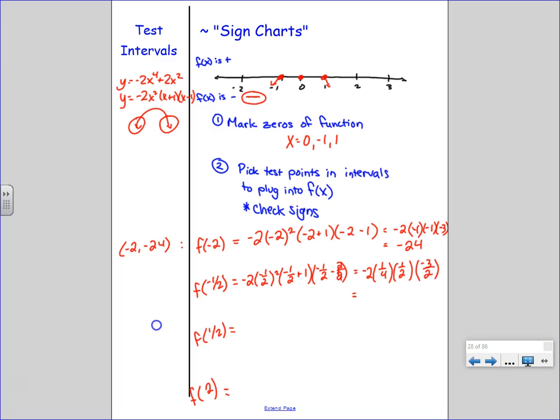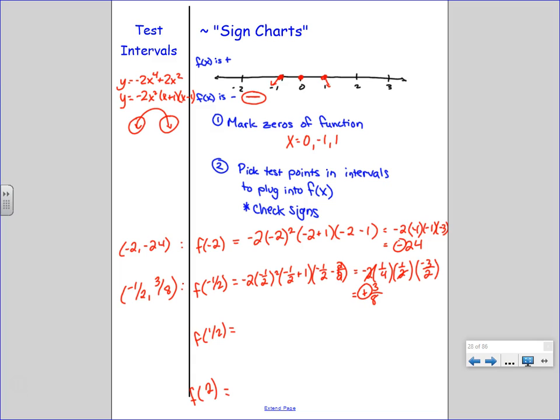And I'd end up with, oh dear. Does anybody see that this 2 on top would cancel with that 2 on bottom? That's nice. And now I have 4 times 2 is 8, and 3 times 1 times negative 1. Positive 3/8. So a negative 1 times 1, negative 1 times 1, negative 1 times negative 3, positive 3. Now I have the point negative 1/2, 3/8.